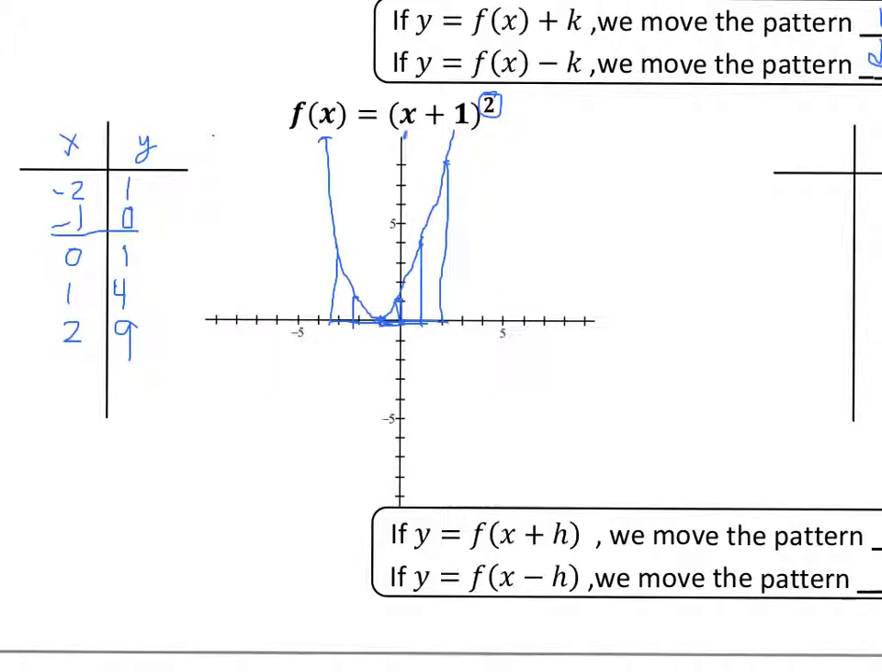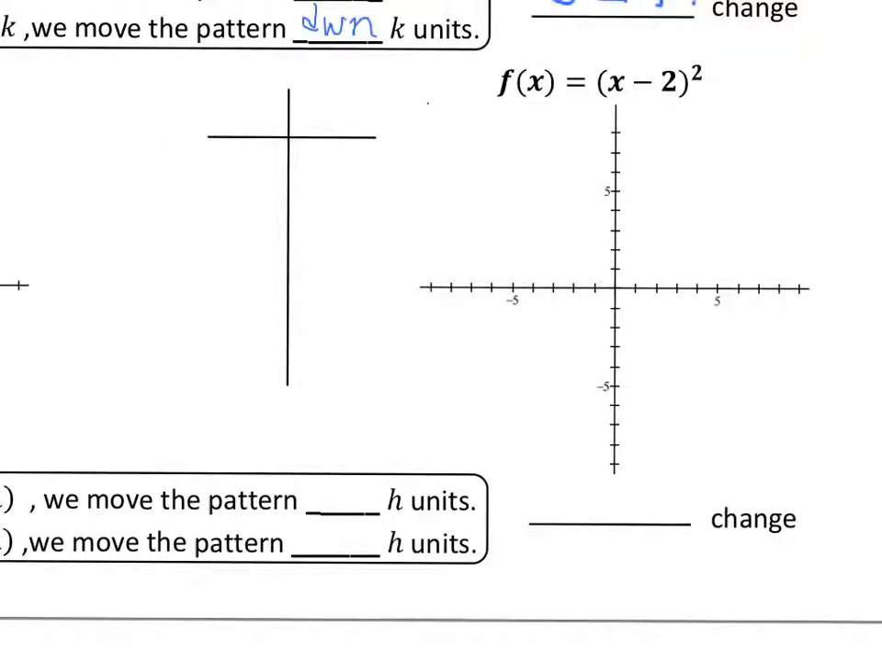Now let me ask you this: what did that plus 1 do? How did that move our graph? It moved it to the left. Moved it to the left one, correct. It's all coming back. I know if you had me last year, we did all this last year. So if plus 1 moved us to the left one, what is this minus 2 inside going to do? It's going to shift it to the right 2.